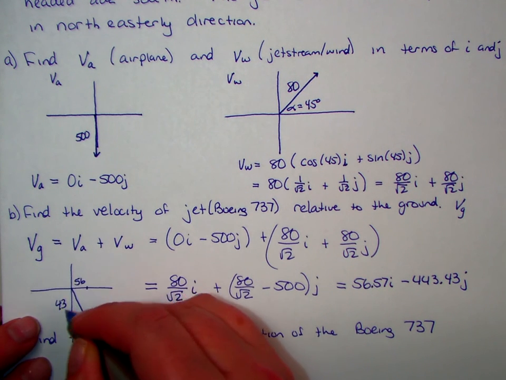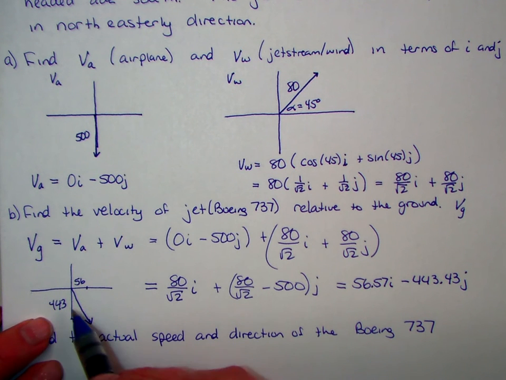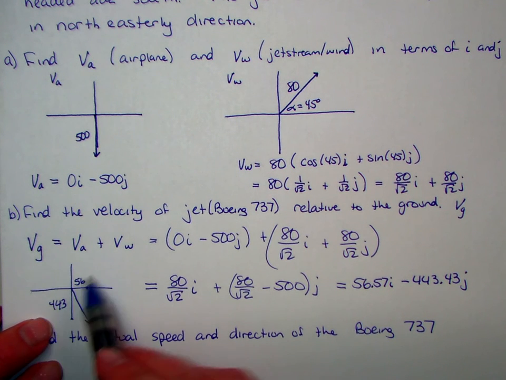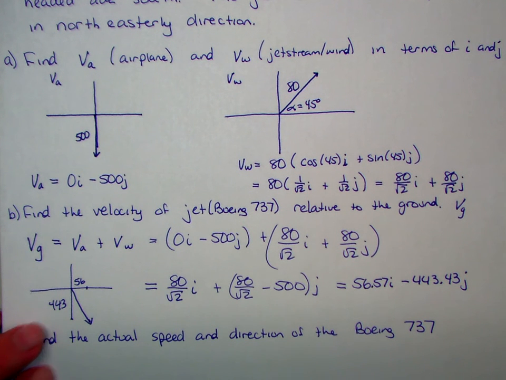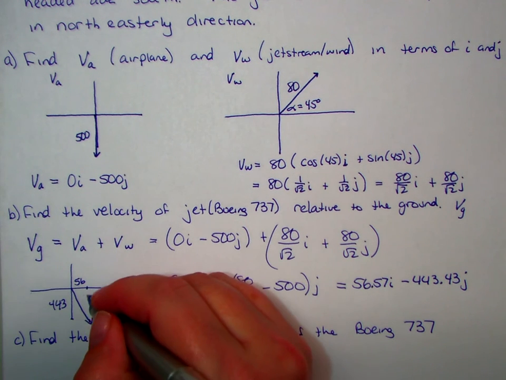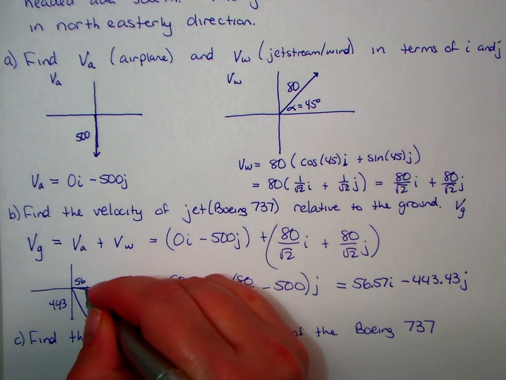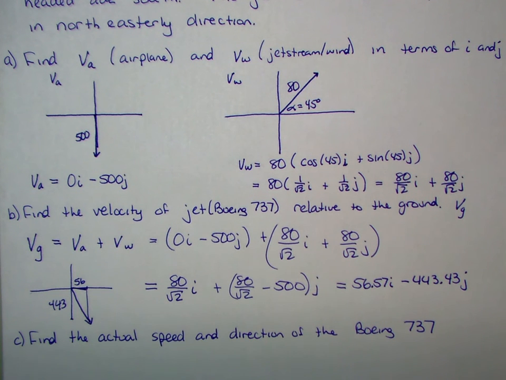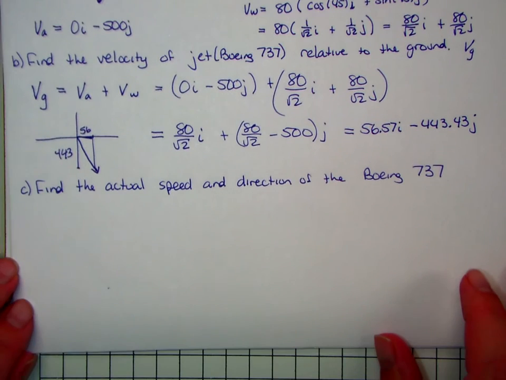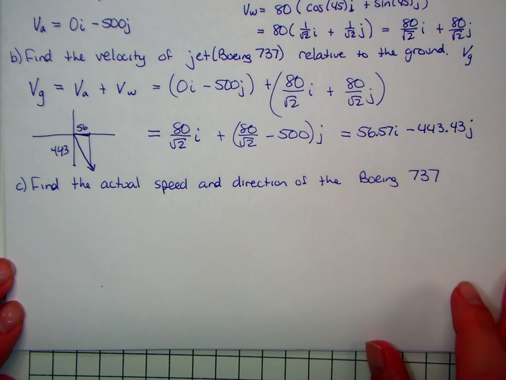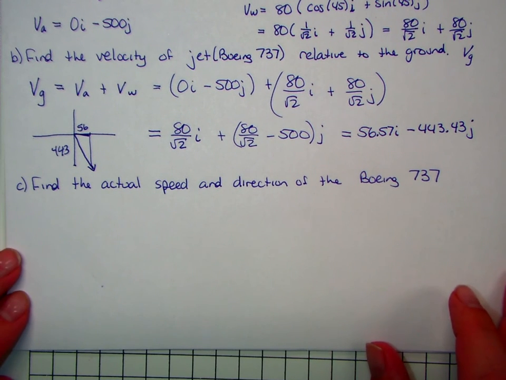So here's where the plane is really going. Now the scale is kind of off here. The plane's not really veering that far off, but when the wind is blowing in this direction, it is going to blow that plane towards the east, okay? And so we have this x component and this y component. So here's the velocity with respect to the ground.